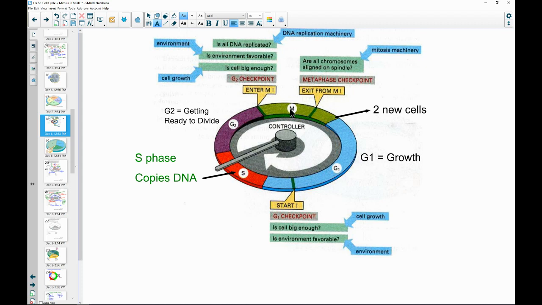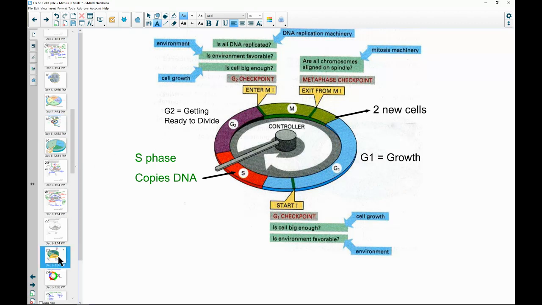There are 5 phases to the cell cycle: G1, S, G2, M, and C. There are 4 phases to mitosis. So please try to keep those separate. So we're going to look at that after. And then after the nucleus divides, it goes into what's called cytokinesis, and we get 2 new cells.